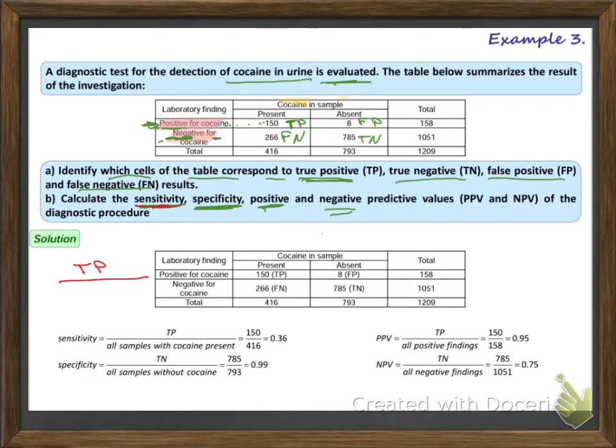So sensitivity is the true positive, but the problem here is, it is divided by what? True positive is a combination of positive and the present. So for the case of sensitivity, we need everything, the true positive, covered under the whole present, because this is the sample. Our sample shows the presence of cocaine. So everything under the graph is called the present.